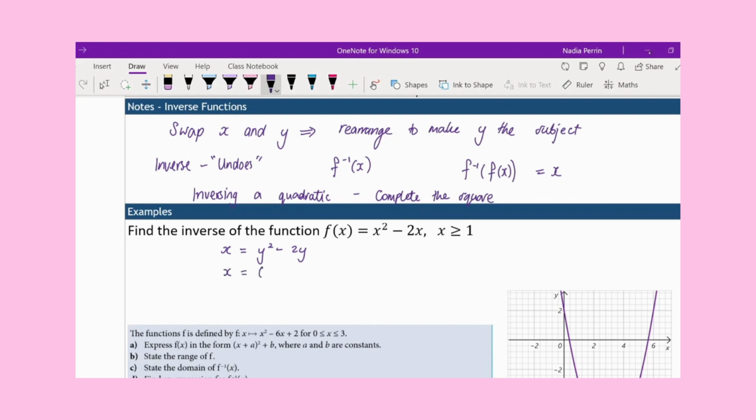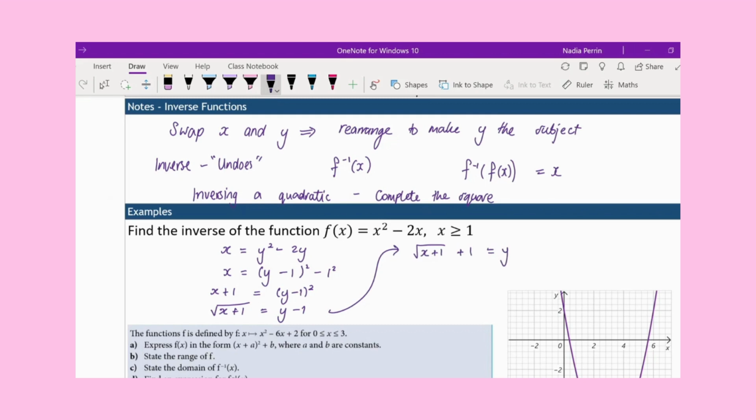Remember, with completing the square, you halve that number and subtract that number squared. You can see straight away I've gone from two y's to just one. And now I can inverse it. So I can add that on, so x plus 1. I can square root that. And then lastly, I can just add that 1 over. So it's going to be this, equals y.